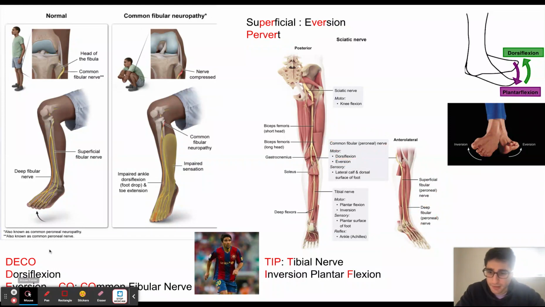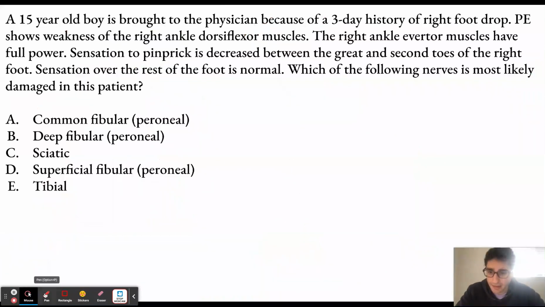Okay. So if you take a look at the question again, the patient is having weakness in the dorsiflexor muscles as well as a decrease in sensation between the great and the second toes. So this is going to be consistent with the deep fibular nerve. As a result, the answer is going to be answer choice B.